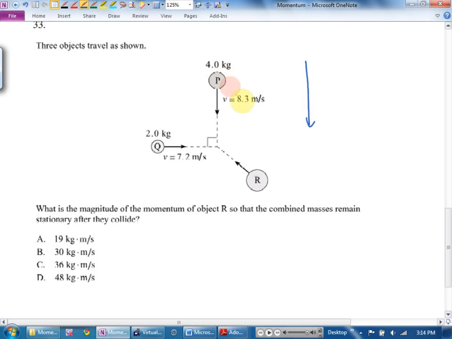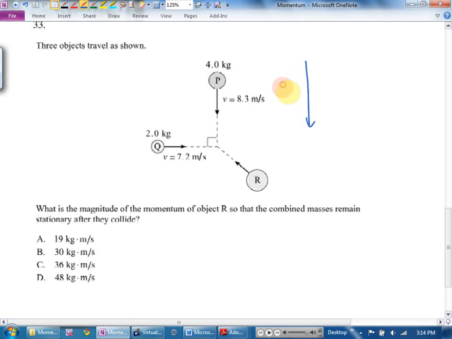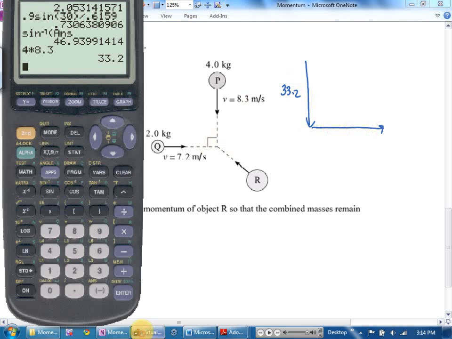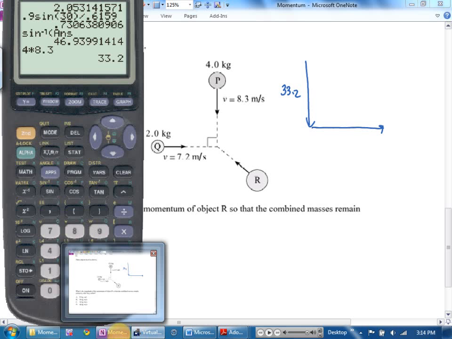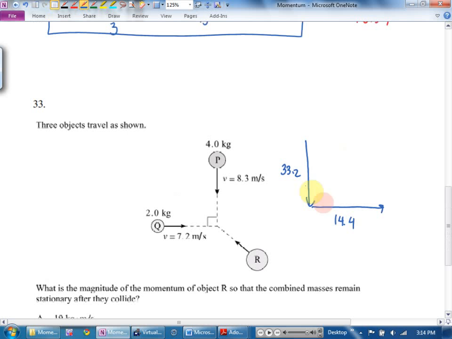4 times 8.3, 33.2, and add that to, oh, I could do that in my head, 2 times 7.2, mass times velocity, 14.4. Now, my scale here is terrible. Really, this is half as big as that. Really, I should be drawing a triangle probably like that, with twice as long. If you can, fit it on your diagram, great.